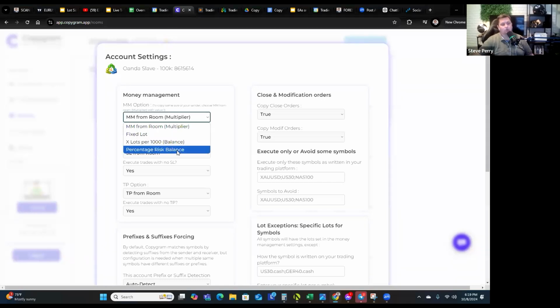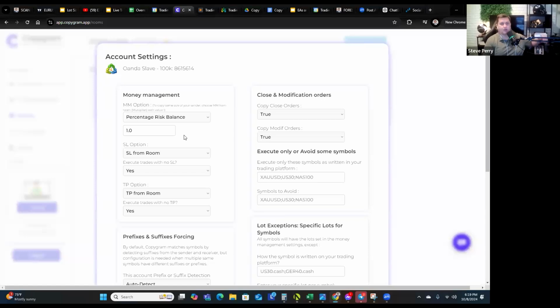Another option is to do risk percentage balance. This one is really good. If you just do 1.0, that's actually easier because it does the math for you. If you do the money management option I just showed you, you'd have to do the math in your head. With this one, it does it for you. So you just put in the number 1 or 1.0, and it already knows to go off of the balance.